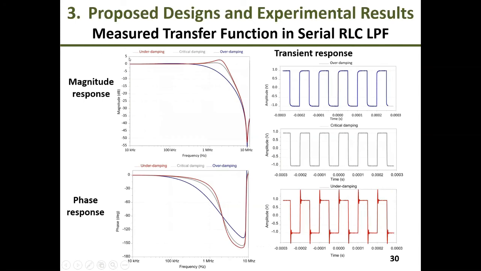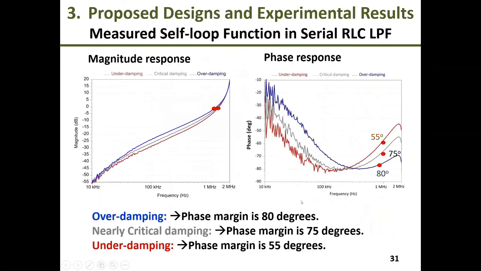approximately 3 dB, and the overshoot is very high in time domain. The measurement results show that the phase margin is 55 degrees in case of the underdamping region. So this system is unstable.